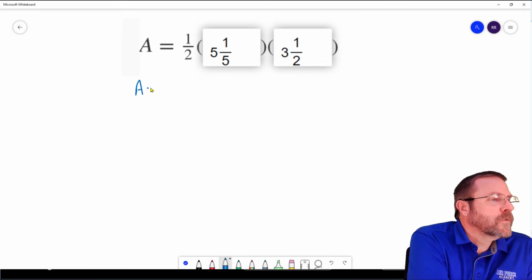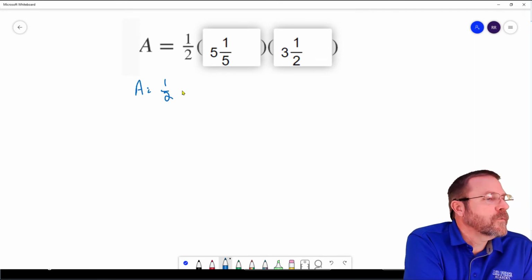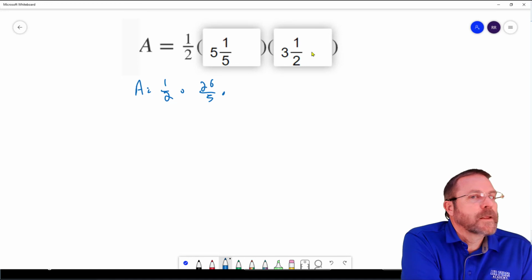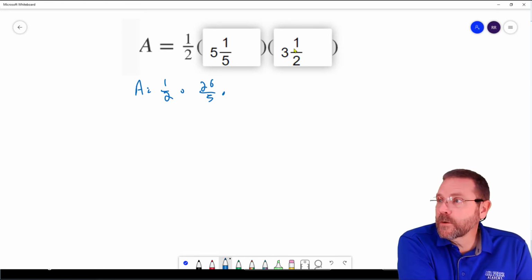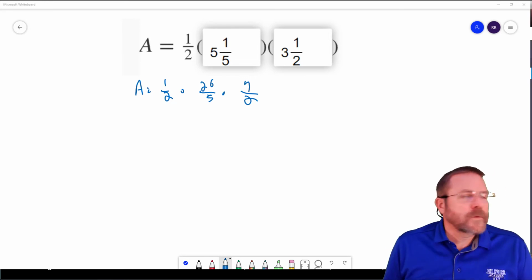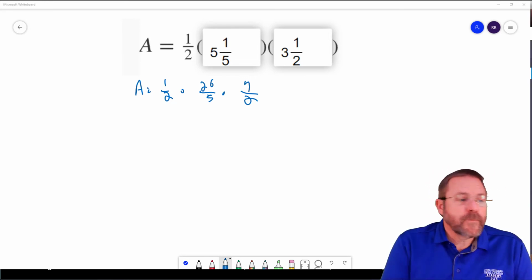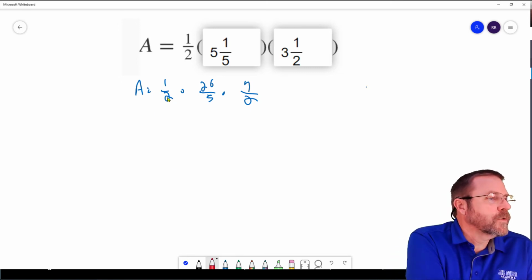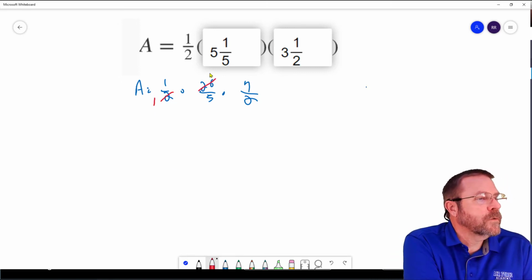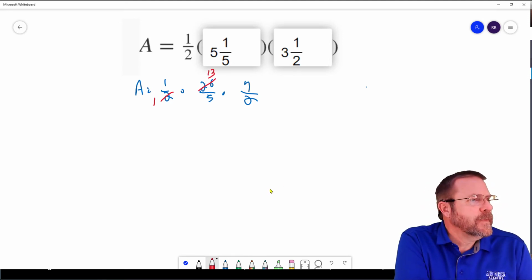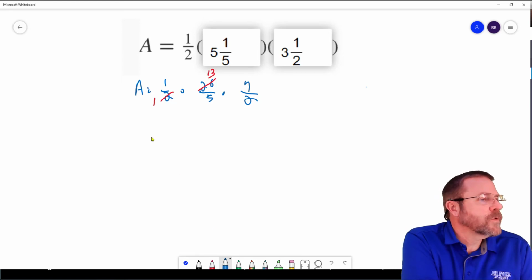That means area is going to equal 1/2 times 5 times 5 is 25 plus 1 is 26 over 5, times 3 times 2 is 6 plus 1 is 7 over 2. The next thing we're going to do is look for things we can simplify. So for example, in this problem, 2 goes into 2 once and 2 goes into 26 13 times. I don't see anything else that will simplify there, so I'm going to multiply.